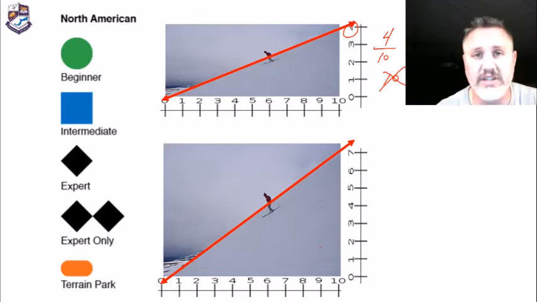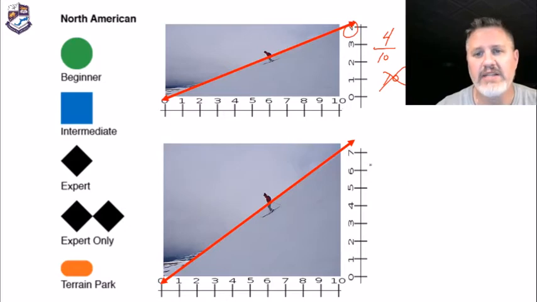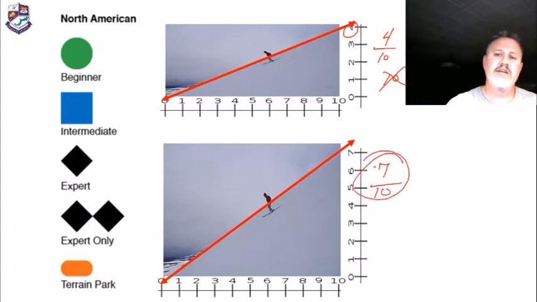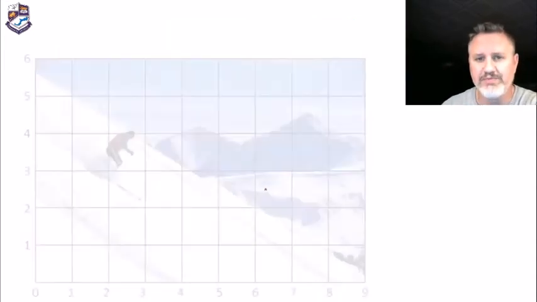Well, this one obviously looks steeper, right? So how much does this rise? It rises 7, and it runs 10. So the higher number, 7/10 compared to 4/10, 7/10 is the bigger number, which means it's a steeper line. Okay, so rise over run.